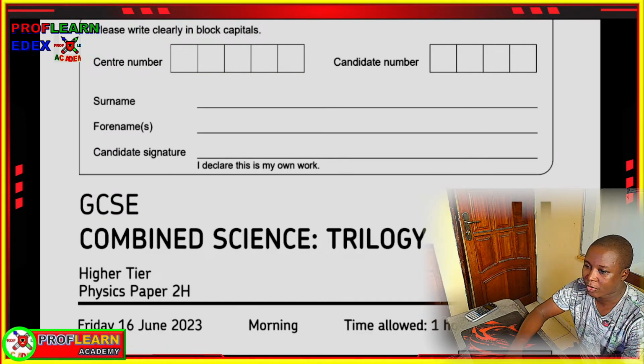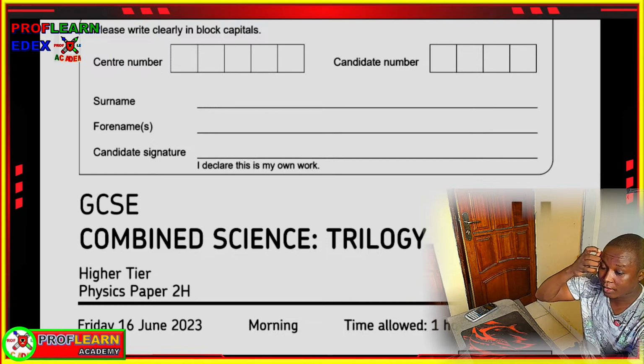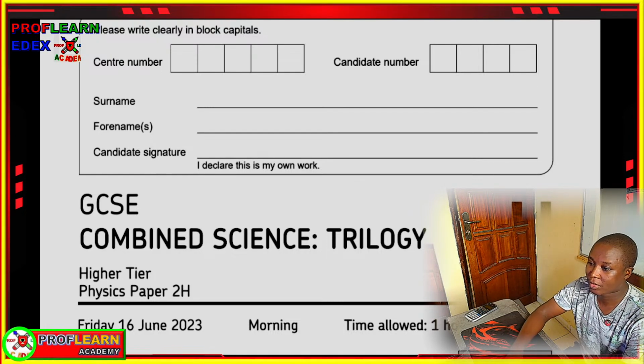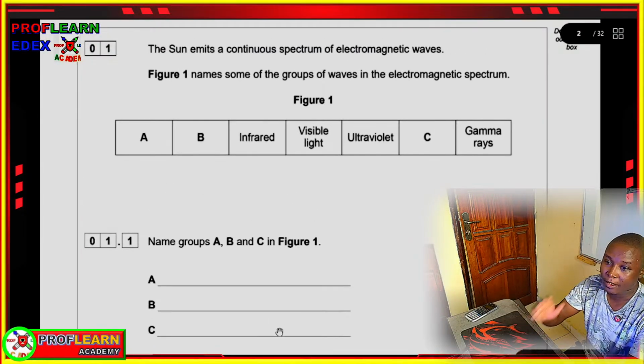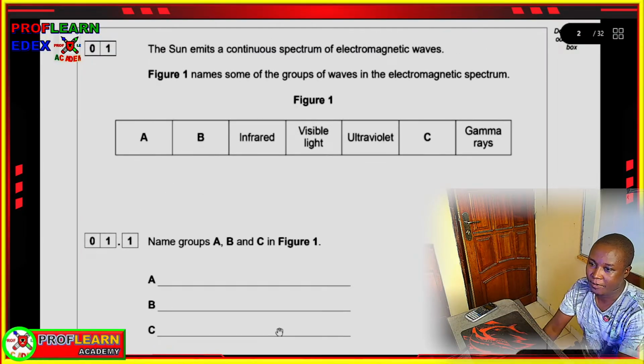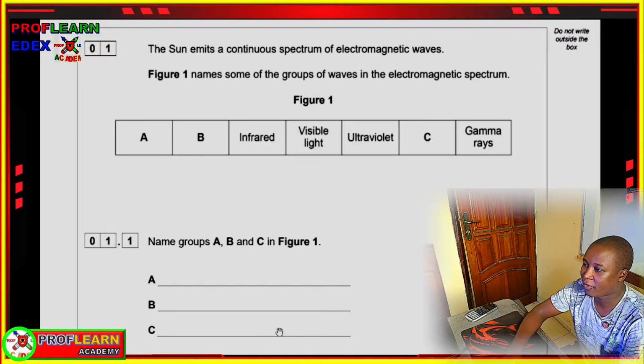Yeah, so for those who are joining us, I want us to look at this combined science trilogy. This is physics paper 2H. So we're going to have a walkthrough on different questions that have been asked in this paper and what's the best way to answer them.